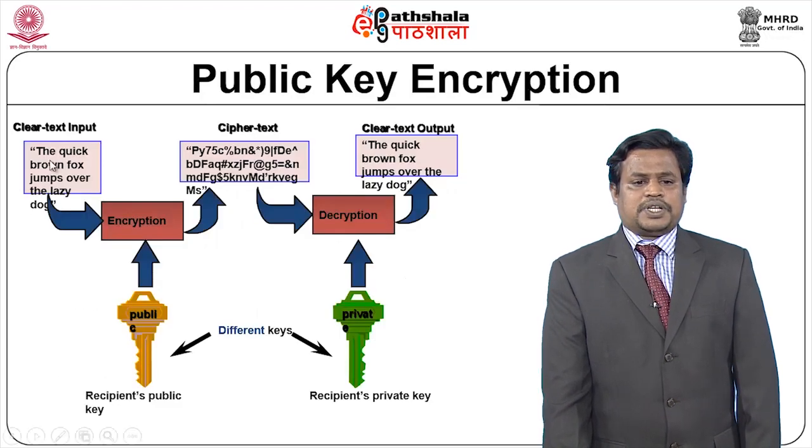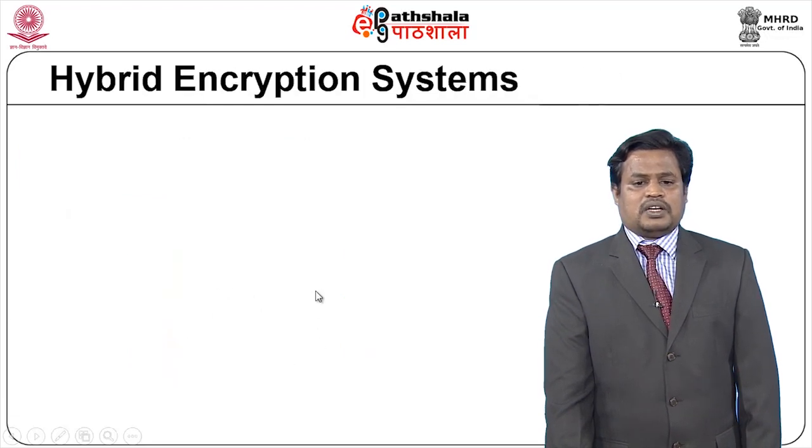So, public key encryption, we use the same text, and see how it is encrypted. You can understand here the two different keys, one is the public key, another one is the private key. Their roles are also different, one is used for encryption, another is used for decryption.